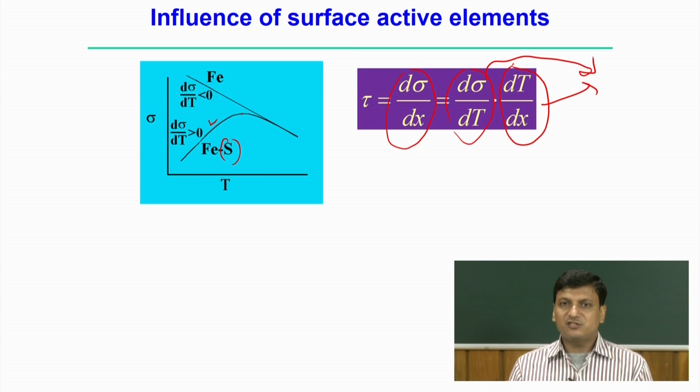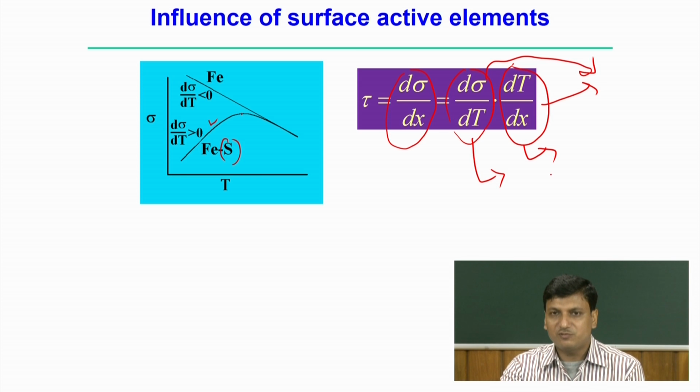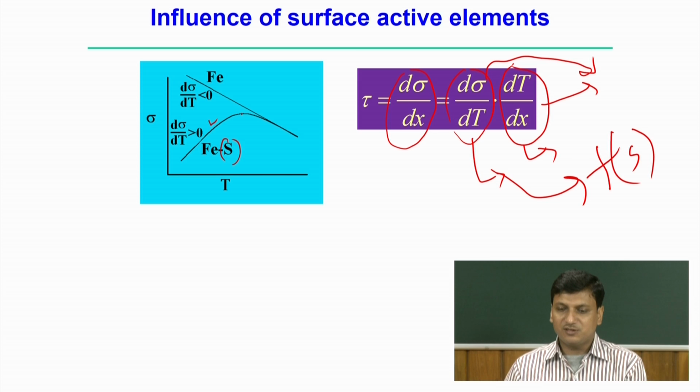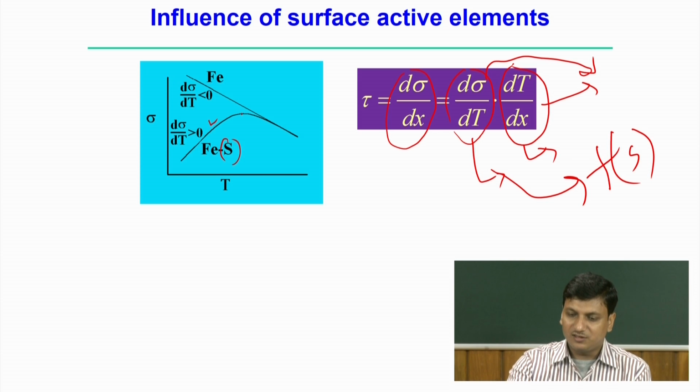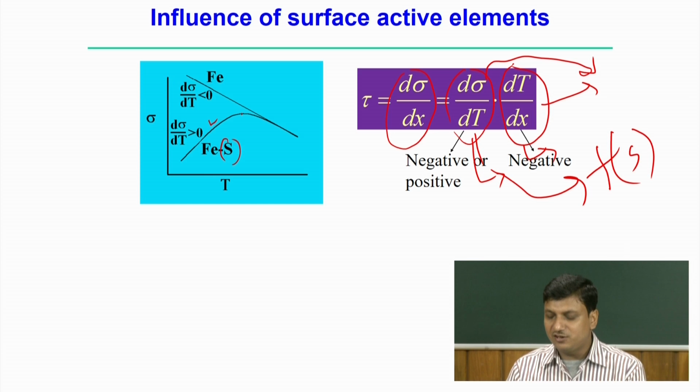So, in the presence of surface active elements, the shear stress value is modified considering these two terms, either by modifying the temperature gradient or by modifying the coefficient of the surface tension. But if we assume that in a specific welding system the temperature gradient is the same, there may still be variation of the coefficient of the surface tension as a function of the surface active elements, for example sulfur or some other surface active elements, that actually modify this term. That can be either negative or positive. If you look into this figure, the temperature gradient is always negative.